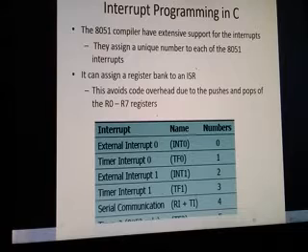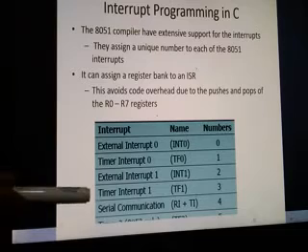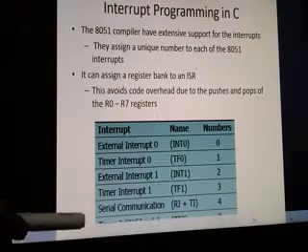Okay, external interrupt 0. External interrupt 0 is whose name is int0. Okay, is given the number as 0. Timer interrupt 0 is given number 1. External interrupt 1 is given number 2. Timer interrupt 1 is given number 3. Serial communication is given number 4.